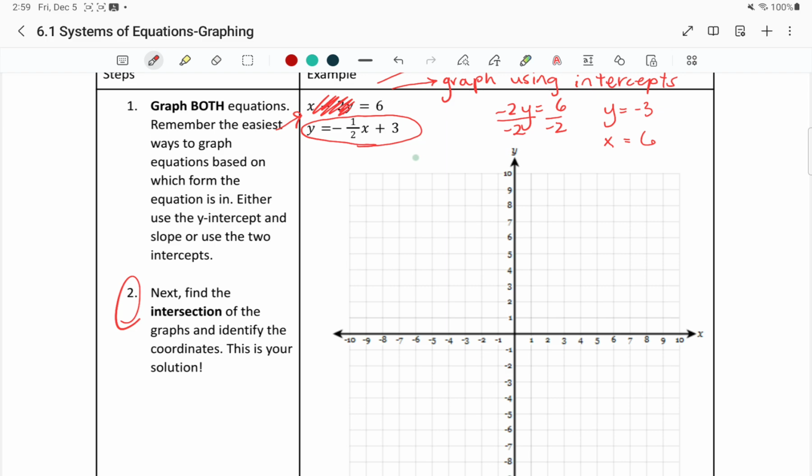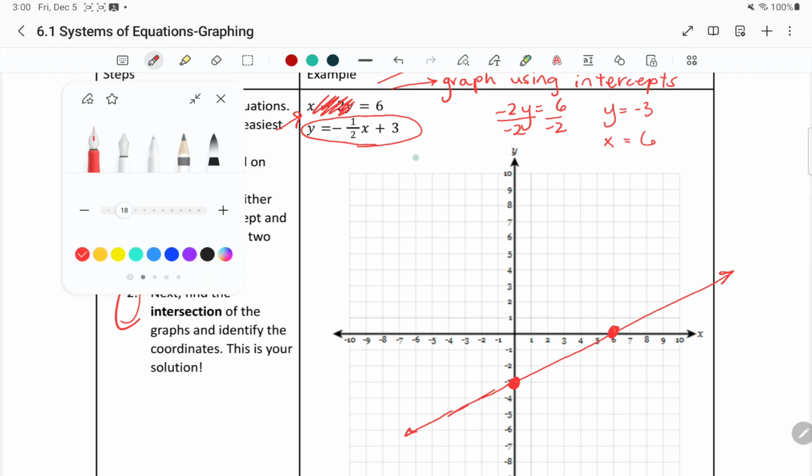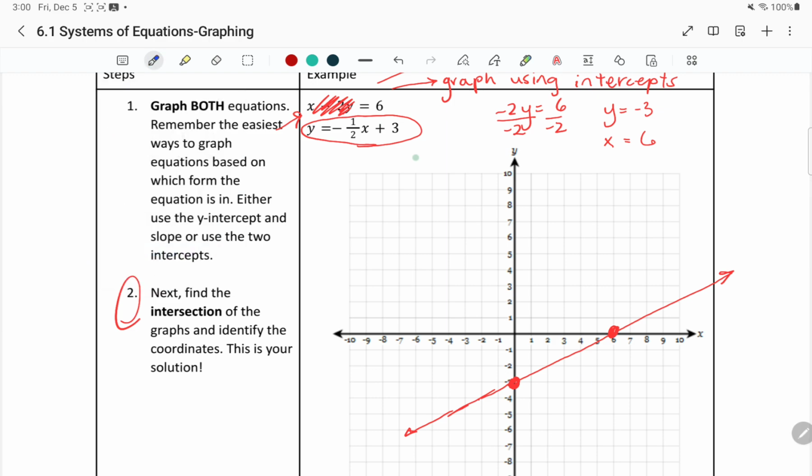What I do at this point is I go to my graph and I say, okay, x equals 6. So there's a dot on 6. Y equals negative 3. Dot on negative 3. And it's best to use a ruler, but, you know, do your best freehand. It's all good. Kind of like that. Awesome. And then I graph the other one separately. I'm going to switch colors. If you have different colored pencils, that would be awesome too.